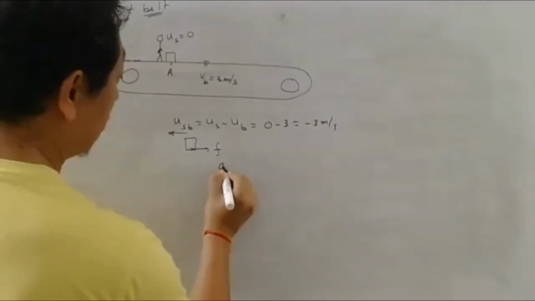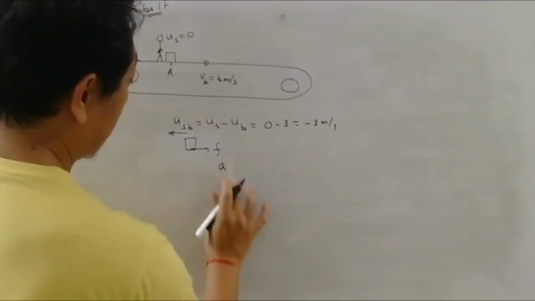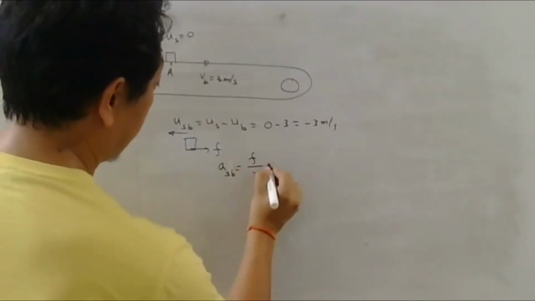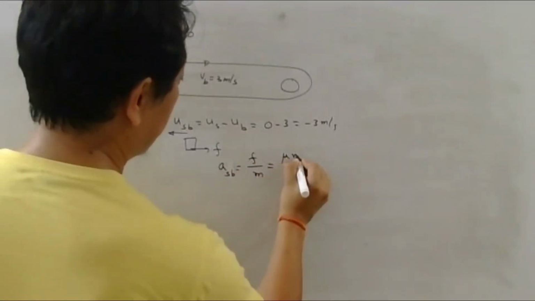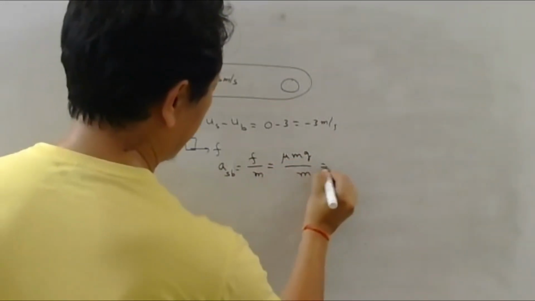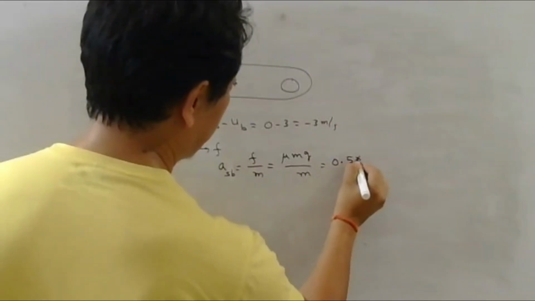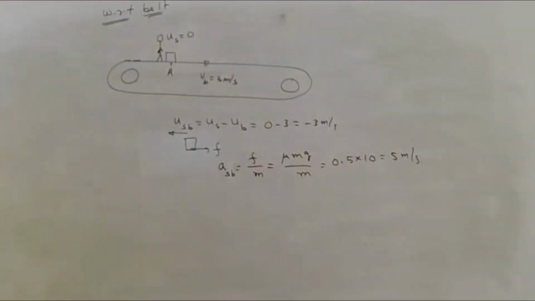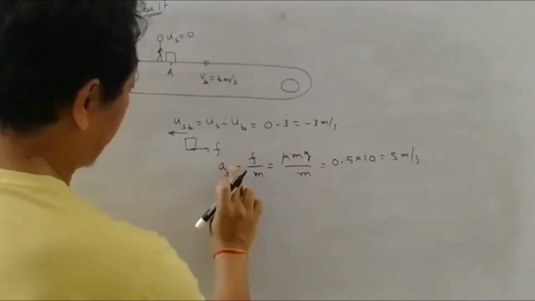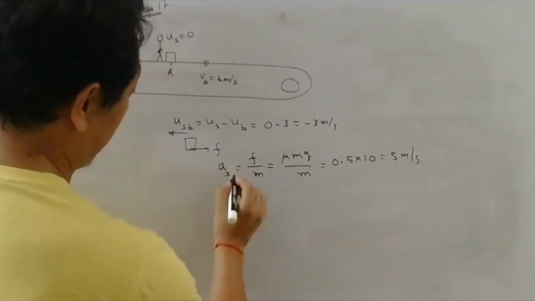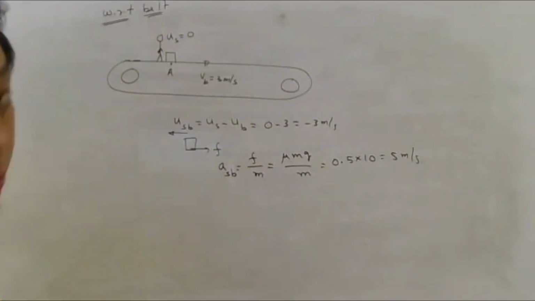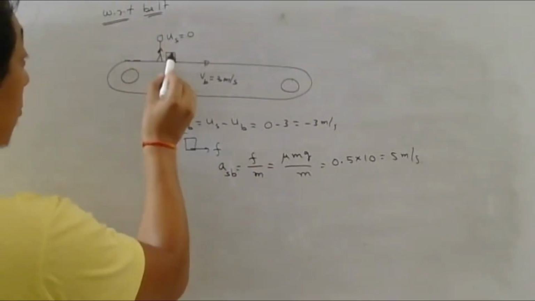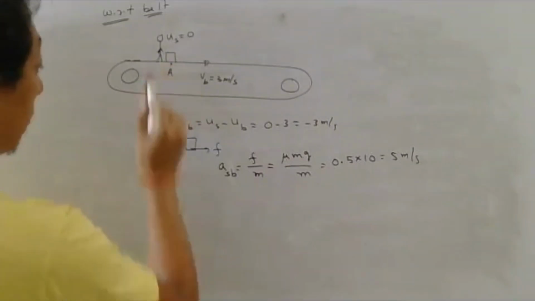Because of this friction, what will be acceleration of suitcase with respect to belt? Friction by mass. Friction was mu mg. Mu was 0.5, g was 10, so 5. And belt doesn't have any acceleration, so if you want you can remove this, or if you want you can keep it, no problem, because belt doesn't have acceleration. So now from his frame, how much displacement the block will have?